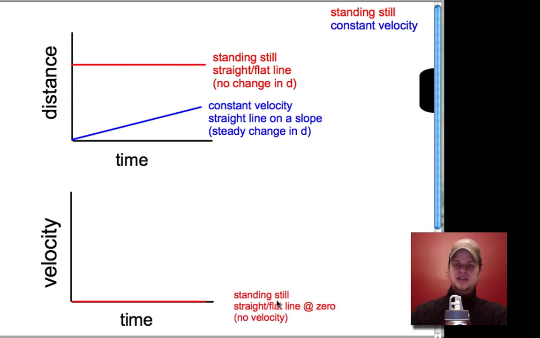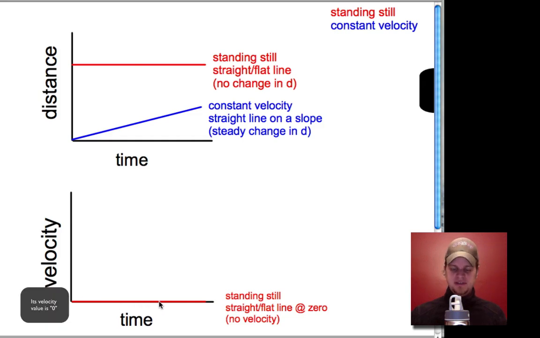But this thing that's standing still has no velocity. Therefore, it has no velocity now, no velocity a second later, no velocity 3 seconds in, no velocity 4 seconds in, no velocity 5 seconds in. So you see, there's a trend. No velocity the entire time. Hence, we get a straight, flat line, and in this case, it's at zero.